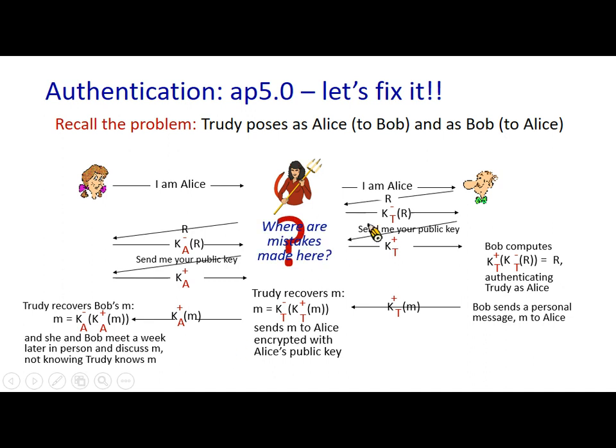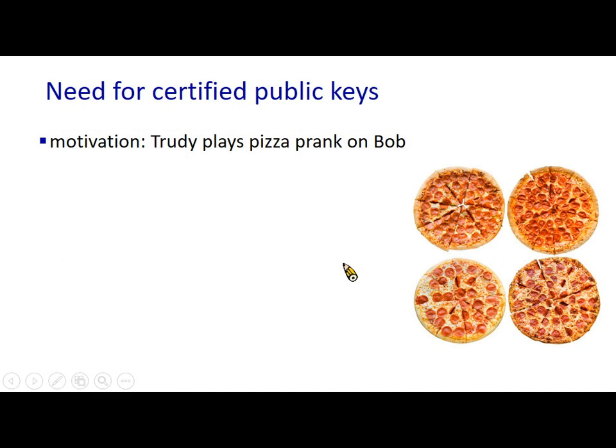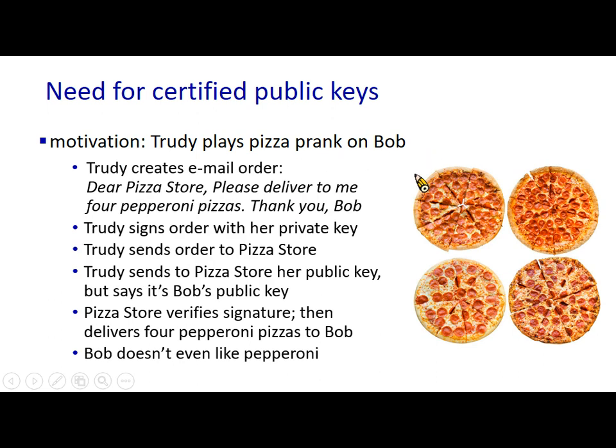So where are the mistakes made here? This is the motivation for the need for certificates of the public key. Trudy plays a pizza prank on Bob. Trudy creates an email order: "Dear pizza store, please deliver to me four pepperoni pizzas. Thank you, Bob." Trudy signs the order with her private key and sends the pizza order.